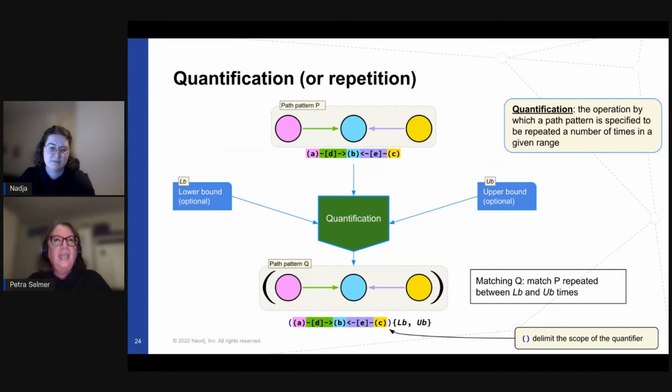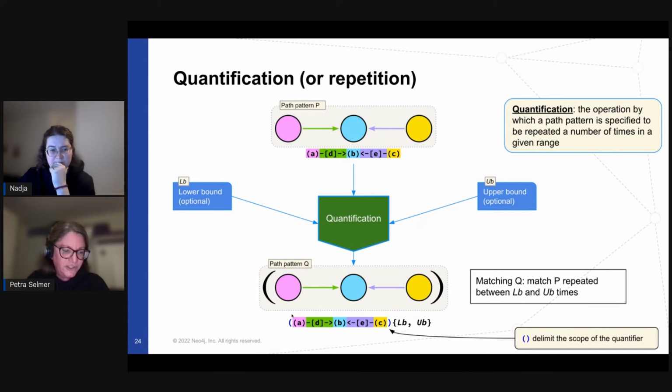So first of all, quantification can sometimes be a bit of an overloaded term. If mentally you think of this as repeating path patterns, you pretty much have got it down to a T. Essentially, quantification is the operation by which a path pattern, such as the following up here, path pattern P, is repeated a number of times in a given range. So we take some path pattern P, that's just a bog standard path pattern, we apply a lower bound, which is optional, ditto with an upper bound, and then we end up with a brand new path pattern Q, which essentially is P repeated between lower bound and upper bound times.